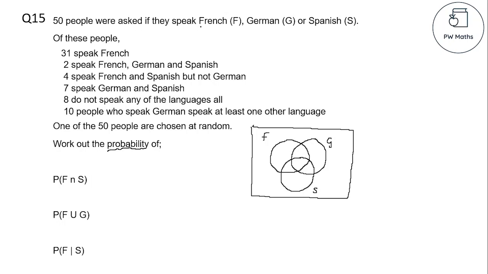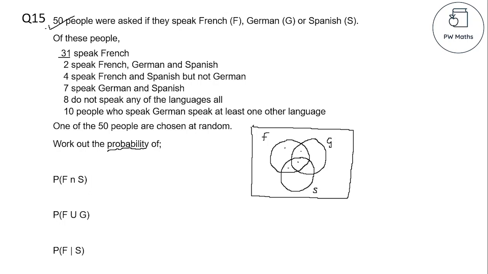"50 people are asked if they speak French, German or Spanish." Dealt with that, but I haven't dealt with the 50. I'll come back to those later on. We've got the 50 down there. Of these people, 31 speak French. Well, do I put 31 there, or there? Or do I divide it by 4? Or, to be honest, I'm not sure where to put the 31, so I think we're just going to have to come back to that one.